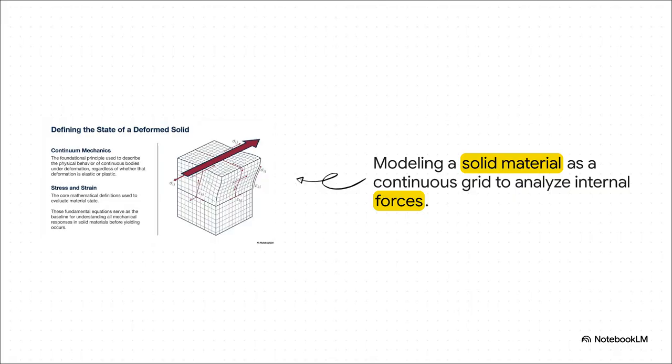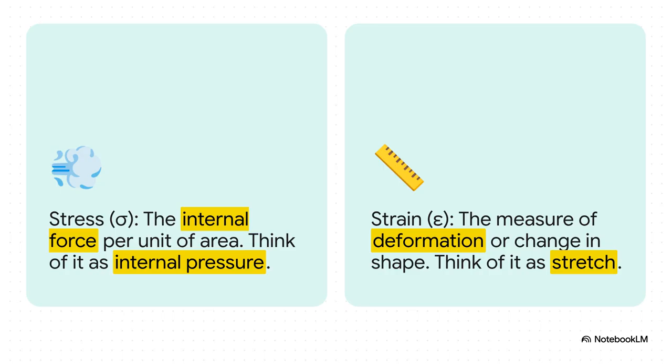And this picture here is the perfect way to visualize it. Just imagine the material is made up of this perfect grid. When you pull on it or push on it, that grid gets all distorted. Continuum mechanics is basically the toolkit we use to figure out what's happening at every single point on that stretched out grid.